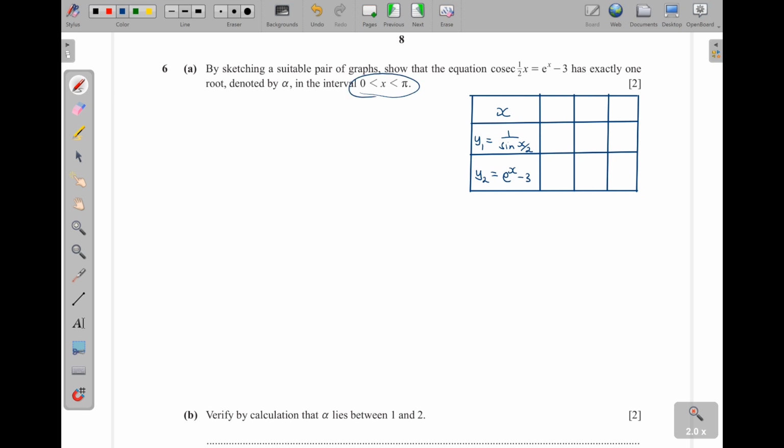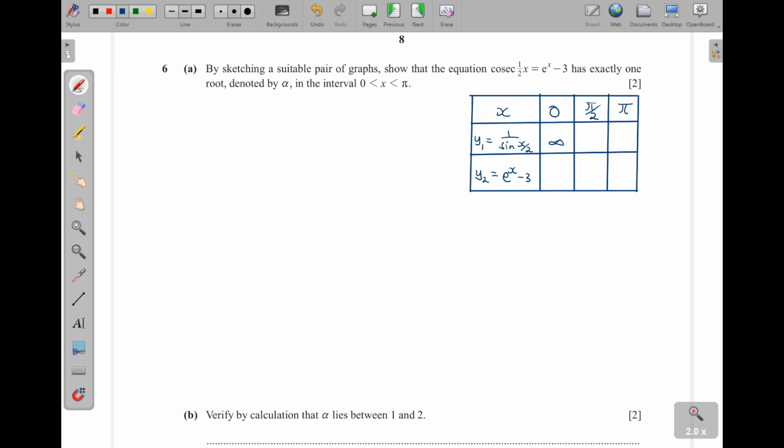So the interval given here is 0 to pi over 3. So I can begin from 0. And then I can have, let's say, pi divided by 2. I can have pi over 2. And then the other one is, let's say, pi. Of course, when we put 0 here, sine of 0 is 0. So 1 over 0 is undefined. So here I will put undefined.